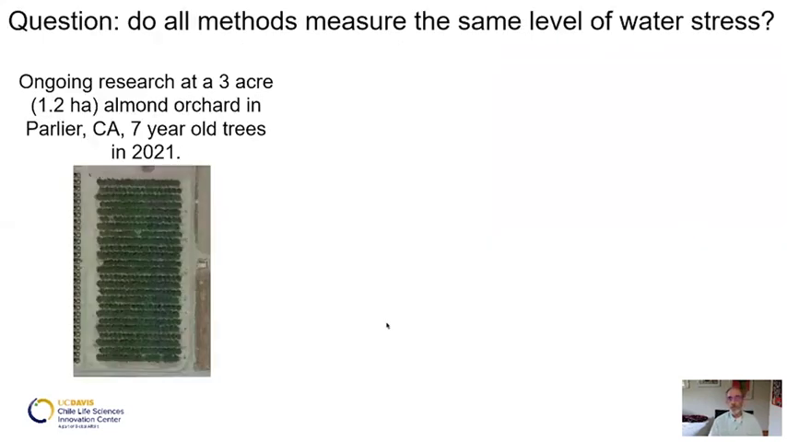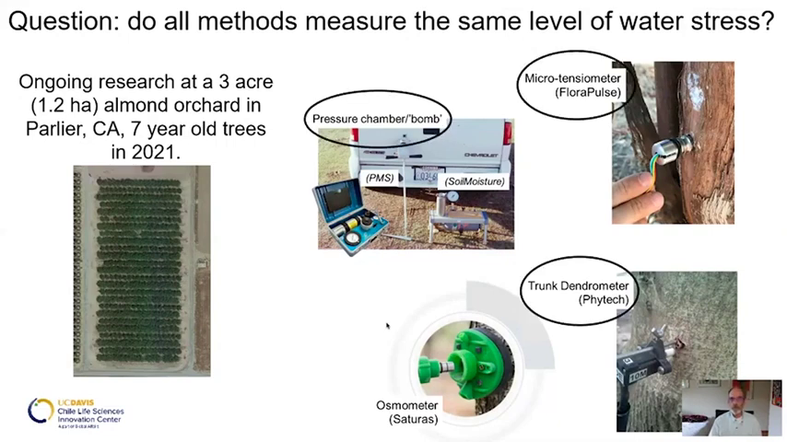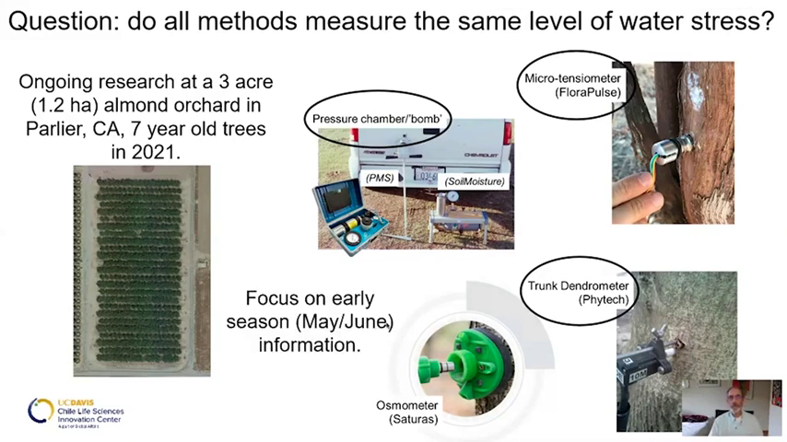Okay, so do all methods measure the same level? We've been doing research for a number of years in an almond orchard that you can see there in the Central Valley. And we have been looking at lots of measures of water stress, both direct and indirect. The ones that I'm going to talk about today are these three: the pressure chamber, the microtensiometer, and the trunk dendrometer, because the osmometer approach didn't work out very well this year in almonds. And I'm going to focus, just to give an example, on the early season, May and June, that is late spring, early summer, so you can see the kinds of information that these devices are giving us.